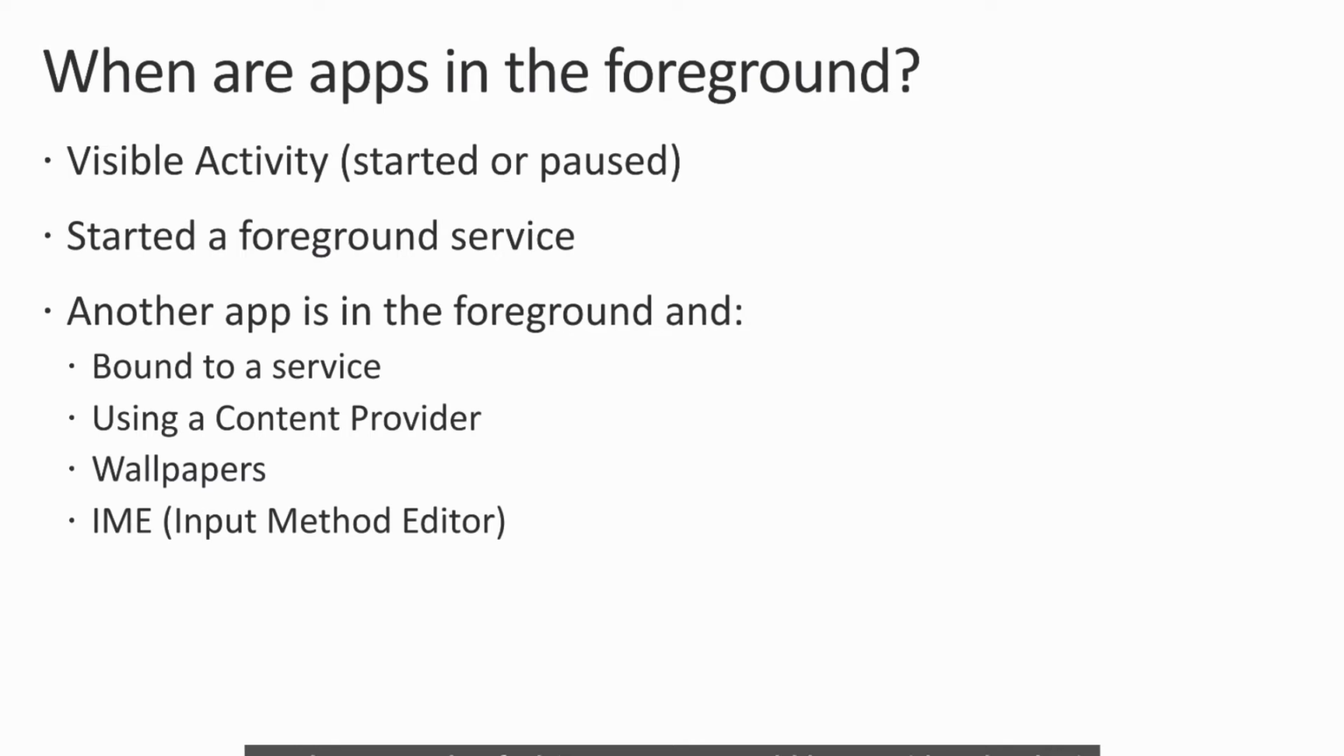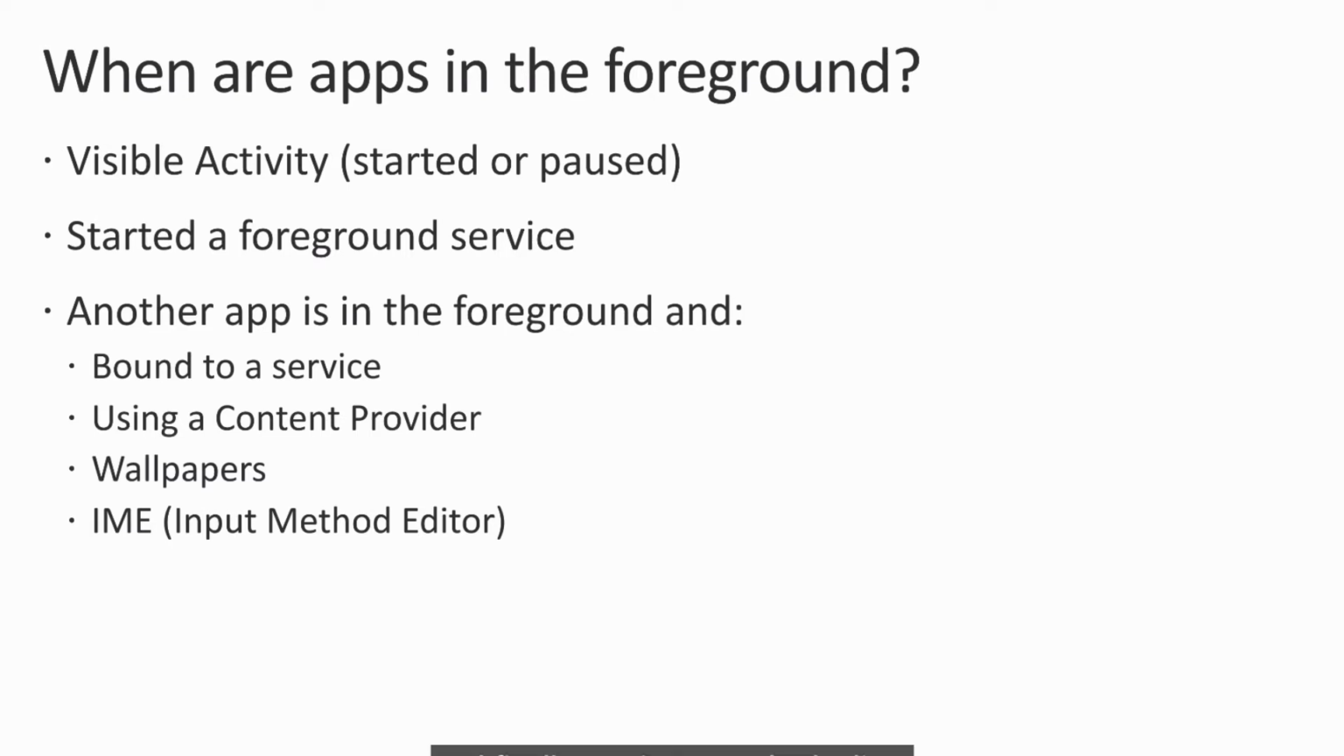Another example of when your app would be considered to be in the foreground is if it's providing some sort of feature or functionality that's being used by another app which is in the foreground. So let's take these first two here, bound to a service or using a content provider. If another app is using a service from your app or using your content providers, then your app will be considered to be in the foreground, and so therefore the services won't be shut down just because your app isn't front and center in the user's attention. The next thing is wallpapers. If your app is providing wallpapers, it's kind of sticking around. It's considered to be in the foreground. It's not going to die.